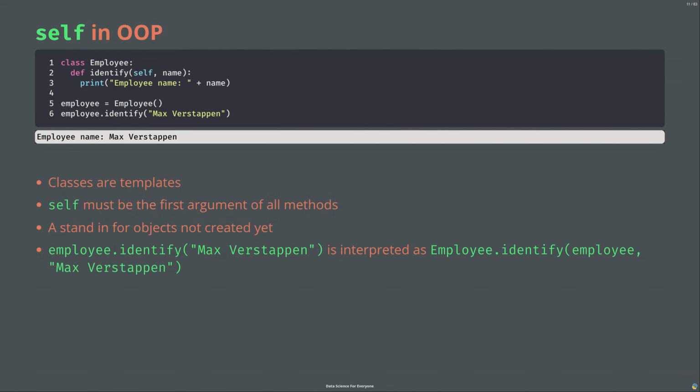So what exactly is self? Remember, a class is just a blueprint. It doesn't represent any specific object until we create one. That's where self comes in. It acts as a placeholder for the actual object that will be eventually created from the class. When we call a method on an object, like employee.identify, behind the scenes, Python is calling Employee.identify(employee). In other words, the object itself is passed in automatically as the first argument. That's why we don't write self when we call the method.